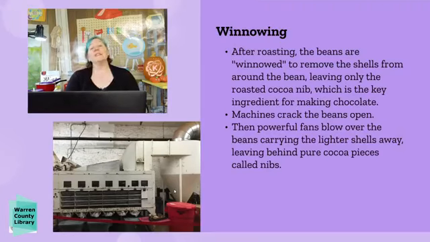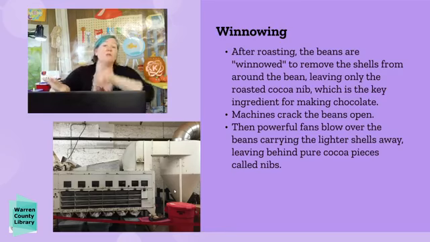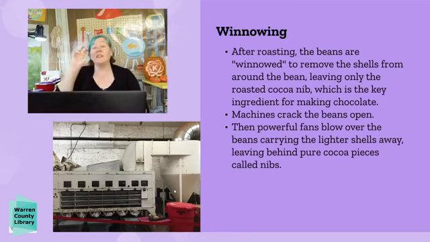So the next step is called winnowing. And basically all that means is that you want to separate the shell from the meat. Okay? And the shell is your cocoa nib. That's actually the ingredient. All this work for the shell on the outside of the bean. Unusual, right? You were probably thinking it was the meat that was the big important bit. It's not. It's the nib, the roasted nib that really gives chocolate its flavor.